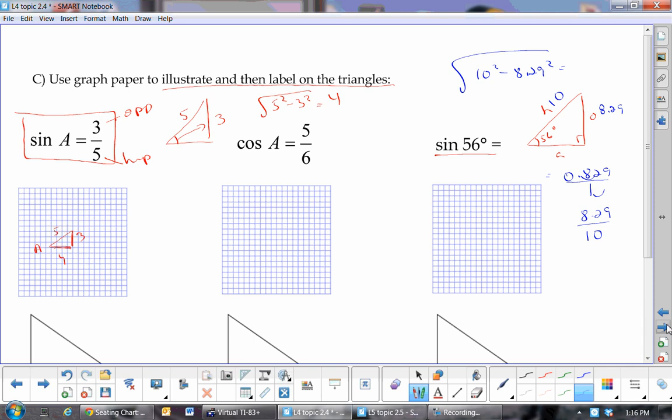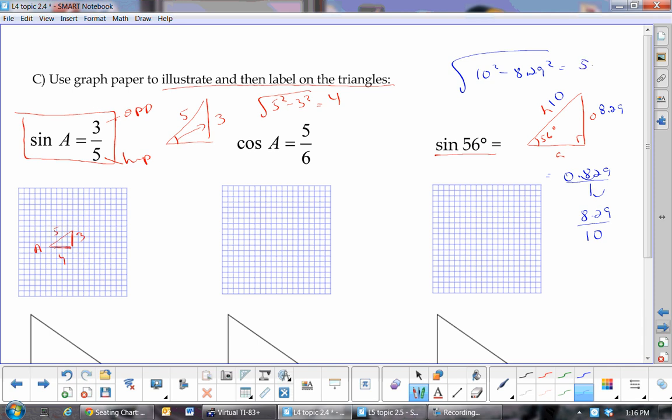Because I moved the decimal, because 0.8 is hard to put on a graph. So I moved the decimal on each one of them. Because there's about 10 billion triangles, because I could do 82.9 over 100. See, all of those triangles would give the same angle. Yes. But you got to make it fit on your grid. Right? So you'd have to label it correctly. What did we get?